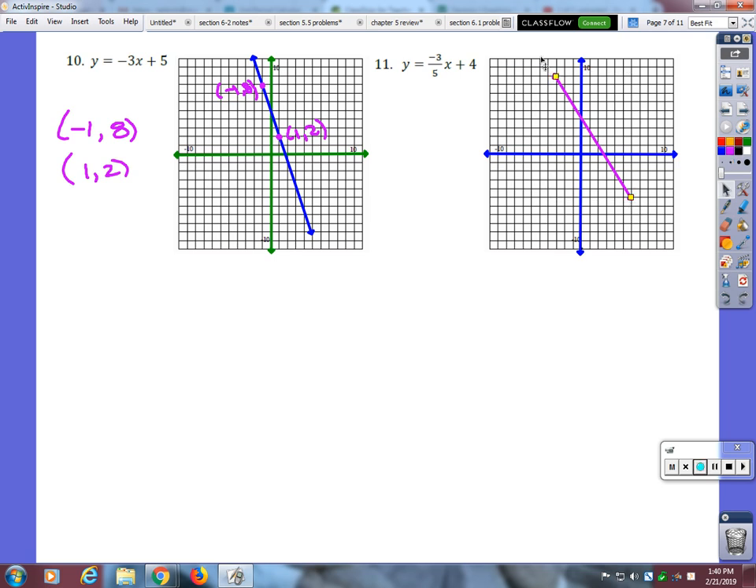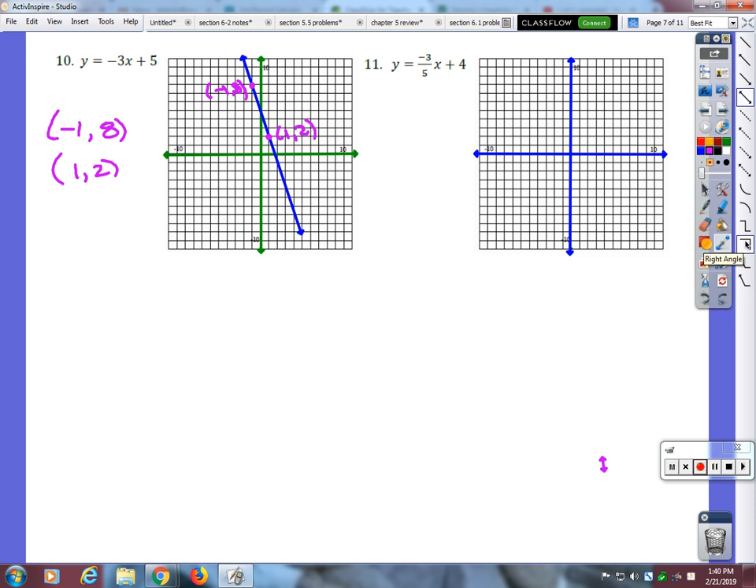What's that? I should. I'm just distracted by his behavior. Not yours. 1, 2, 3, 4. Down 1, 2, 3. Over 1, 2.